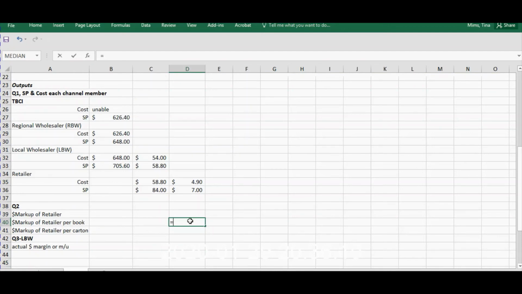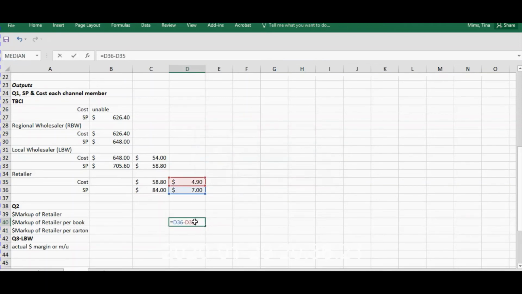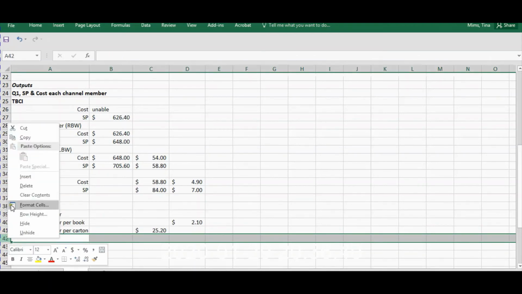We need to calculate. Okay? Equal $7 minus $4.90. Enter. $7 minus $4.90 is $2.10. Then, for the carton, let's do $84 minus $58.80. Enter. We've got $25.20. Okay? We have two more answers we need to give for Q2.